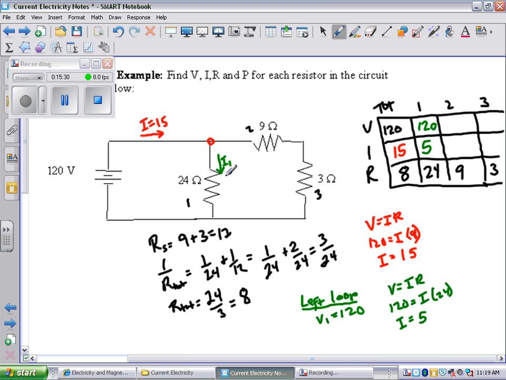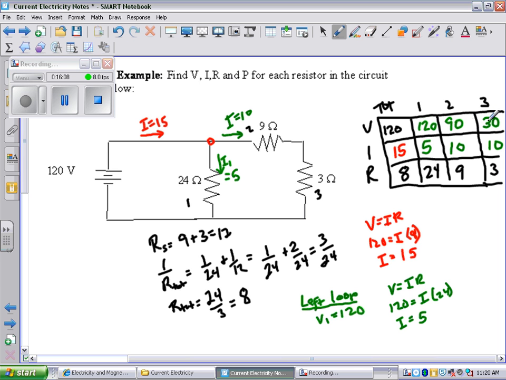Now if I label it, this is 5, it should be pretty obvious what the current in this branch is going to be. Because I have 15 coming into this junction, I have 5 going down through this branch, so the other 10 has to go this way. So I here is going to be 10. And then that 10 is going to continue through this resistor and then go down through this resistor. So both of these are going to be 10. And then to finish off, we can do V equals I times R. So 10 times 9 gives me 90. And 10 times 3 gives me 30.